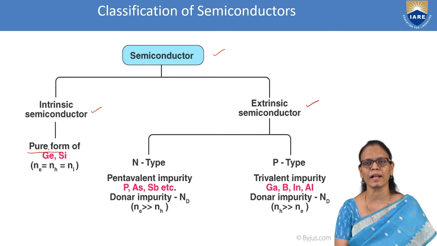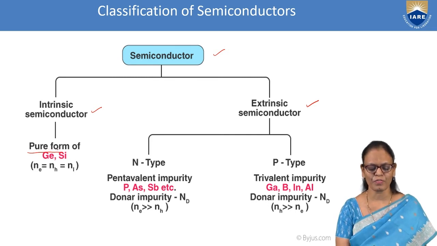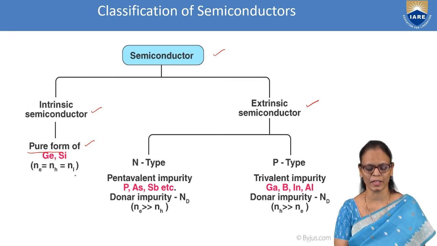So, what do you understand by pure form? If I take a semiconductor germanium, all the atoms in the crystal are germanium atoms only. There are no other atoms present in that. So that is why we call it pure form. Intrinsic semiconductor means a pure form of semiconductor. For example, we are taking germanium and silicon, two very important semiconductors.